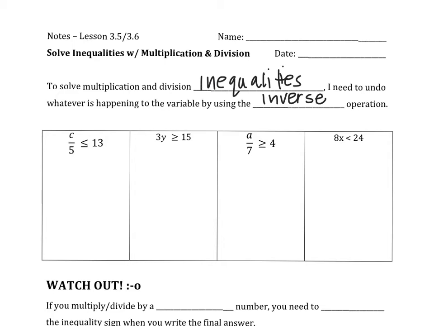So c divided by 5 is less than or equal to 13. We're going to do the same thing that we would normally do, which is since it's being divided by 5, we do the opposite, which is multiply 5 by each side. And then we get c is less than or equal to 65.